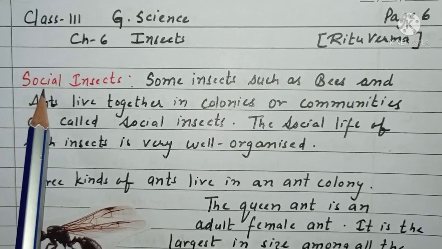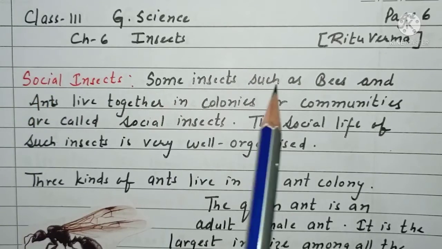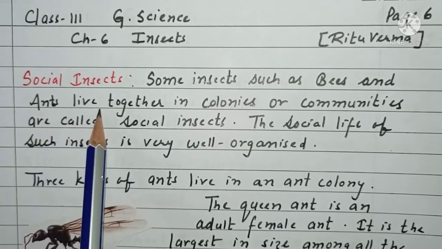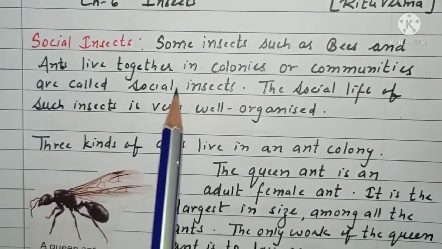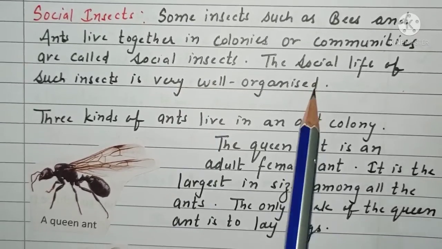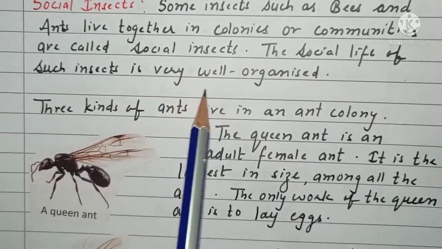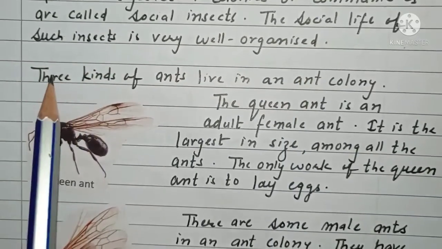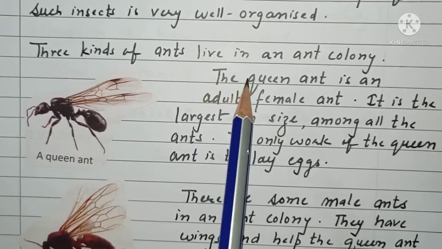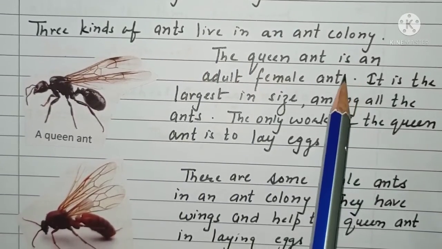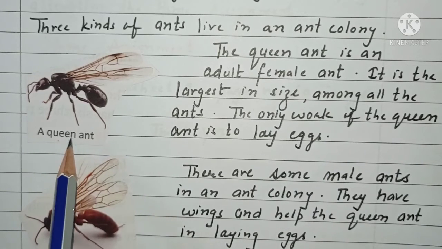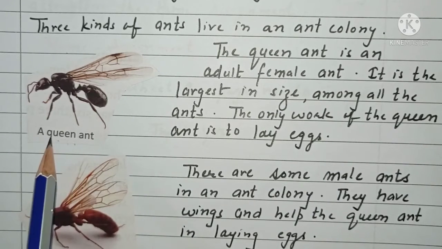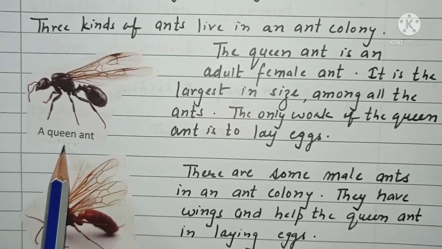Now let us learn about social insects. As the word social says, some insects, such as bees and ants, live together in colonies or communities. And so, the name given to them is social insects. And the social life of such insects is very well organized. Three kinds of ants live in an ant colony. The queen ant is an adult female ant. It is the largest in size among all the ants. And the only work of the queen ant is to lay the eggs.